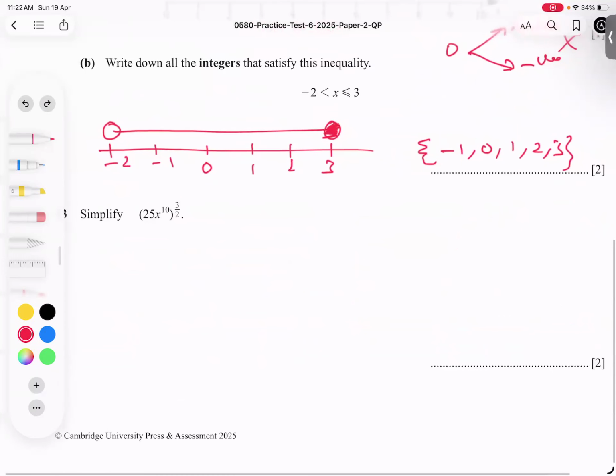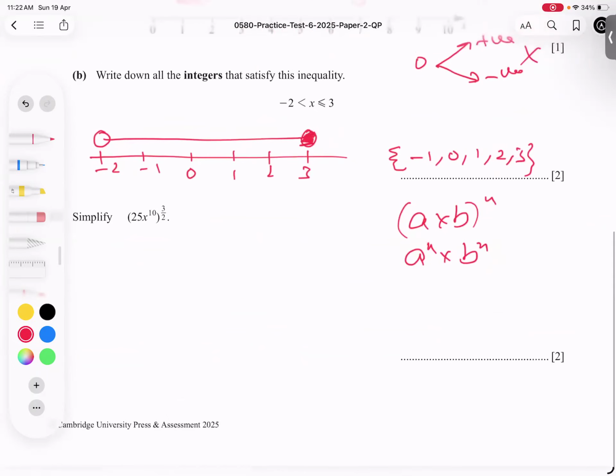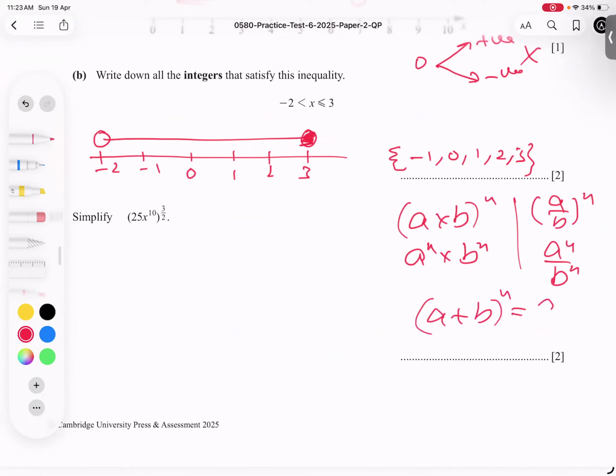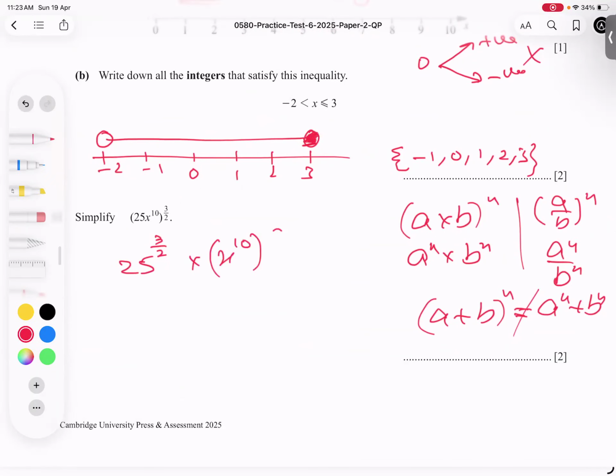How to deal with this property when two values are here with power n? This power n will distribute to both in two conditions, in multiplying and dividing. In dividing you can split also, but plus and minus are not allowed. So this is allowed. But in the case of plus, if you think you can distribute a to power n plus b to power n, this is wrong. So for multiplying here, I can give this 25 to power 3 by 2 separately, and x to power 10 with power 3 by 2 on top.